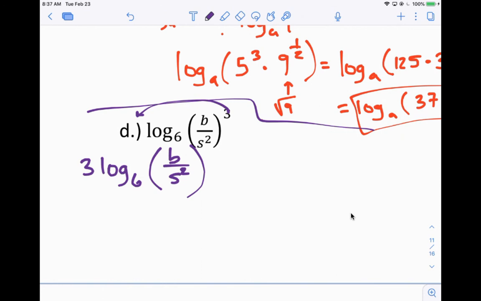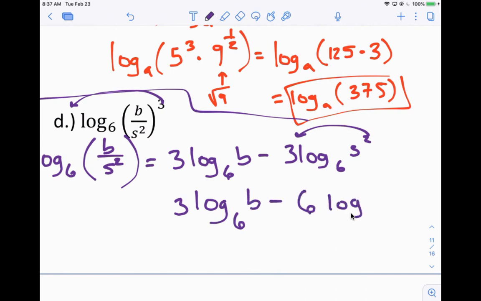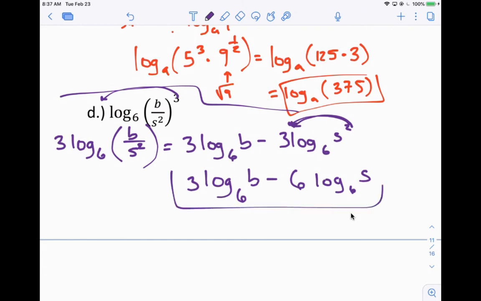Now I see a subtraction because of division. Yes, both of these are going to get a 3. Log 6s squared. And then maybe one more thing I can do, take that out. B minus 6, notice I multiply the 2 and the 3 because I have 2 going out and 3 going out, which means 6 goes out. And that's probably about as expanded as it can go.